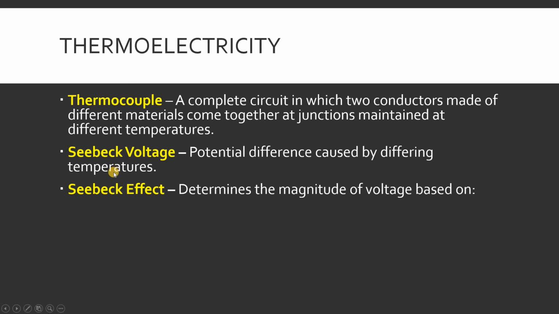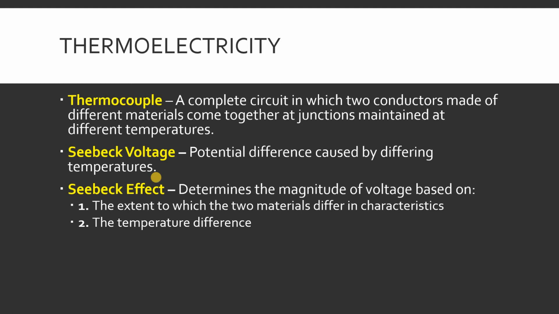Now, it separates that from what's called the Seebeck effect. This determines the magnitude of the voltage depending on two factors, which you'll see on the bottom right of 375. The extent to which the materials differ in characteristics, so iron and copper have different characteristics, they can't be the same one, and then of course the temperature, the hotness or coldness of the two sides. So thermoelectricity is interesting.